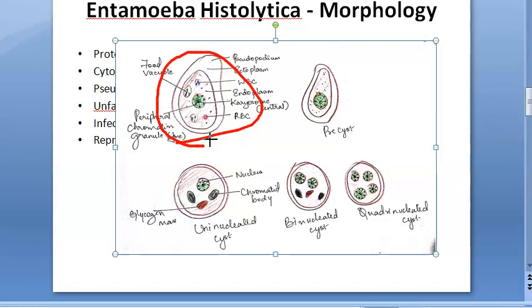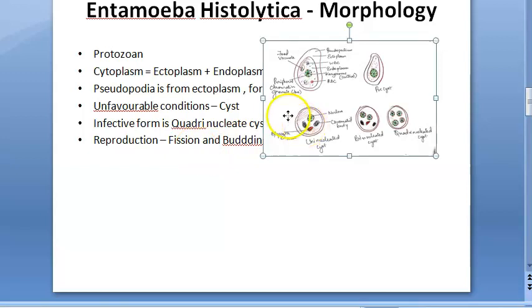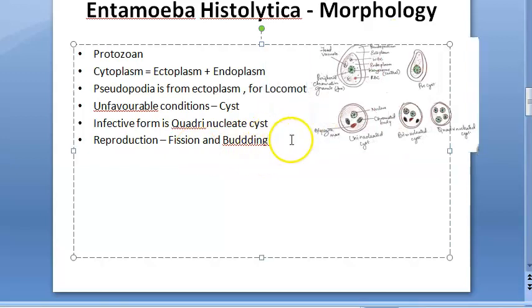It is irregular in shape. It varies in size. It is large. It is actively motile. And it is passed in the dysenteric stool. So if a person has dysentery, this can be in his stools if he's infected, right? The parasite can also occur free in the lumen as a commensal within us. That's what we told you. It is called the minuta form.